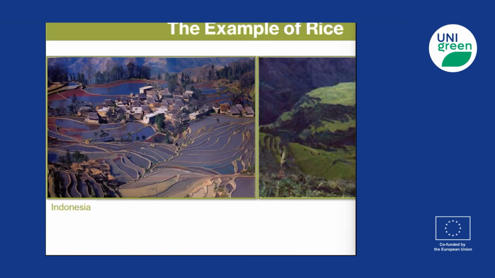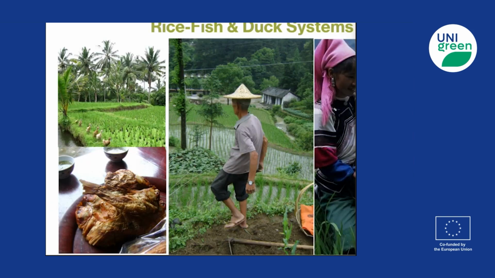These are the example of rice in Indonesia and Madagascar. And you remember this example that started with the varieties, introducing the fish into the system, and also the duck, and there are ducks with a traditional meal. Okay? That is part of the cultural knowledge and management, and why they are maintaining this.